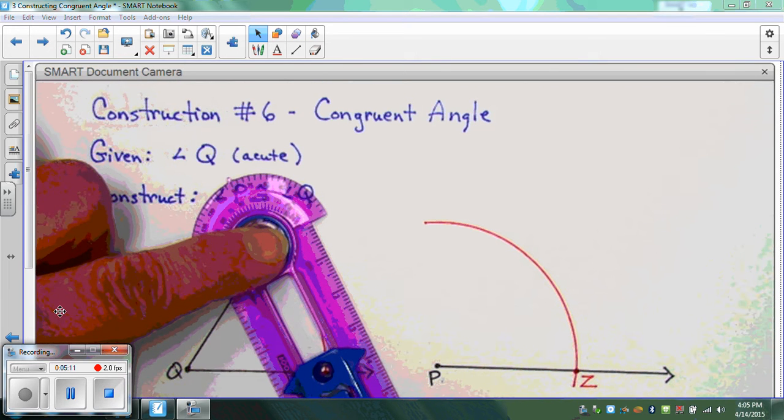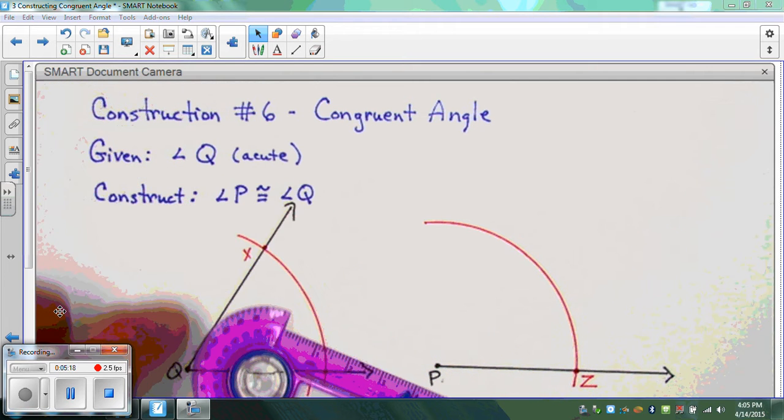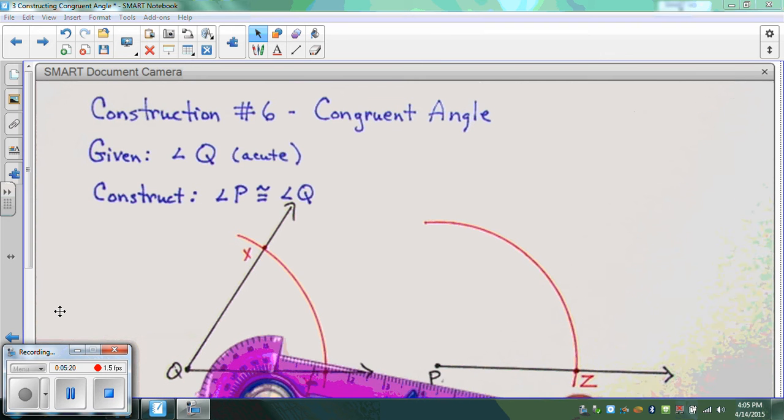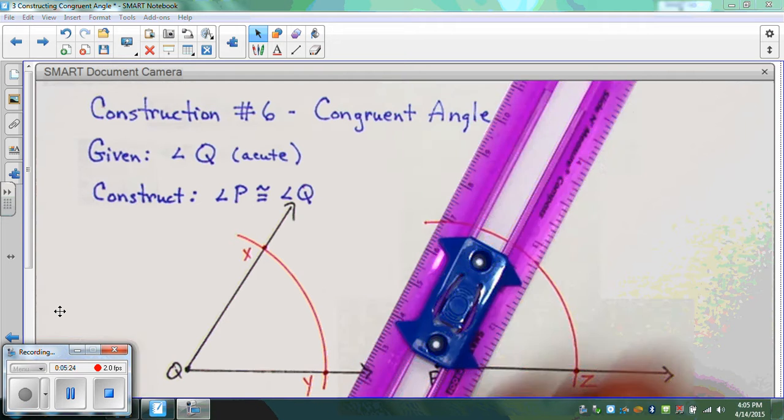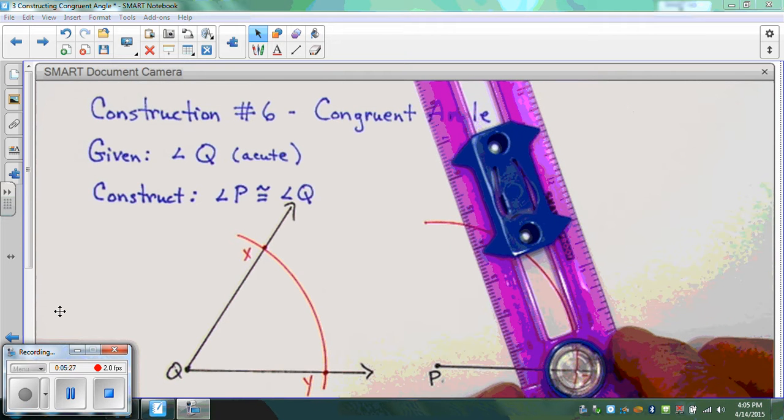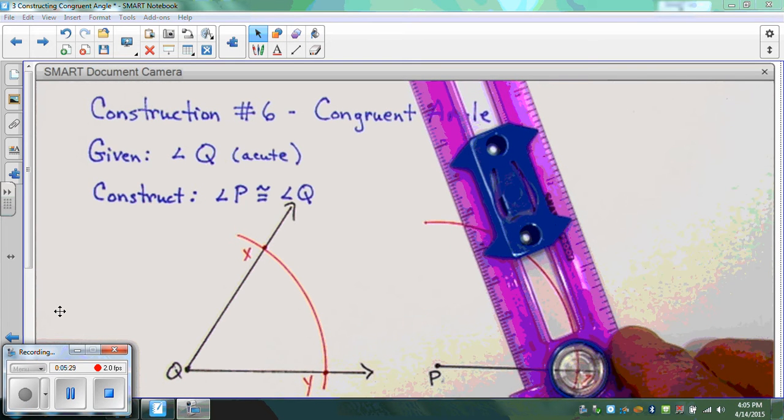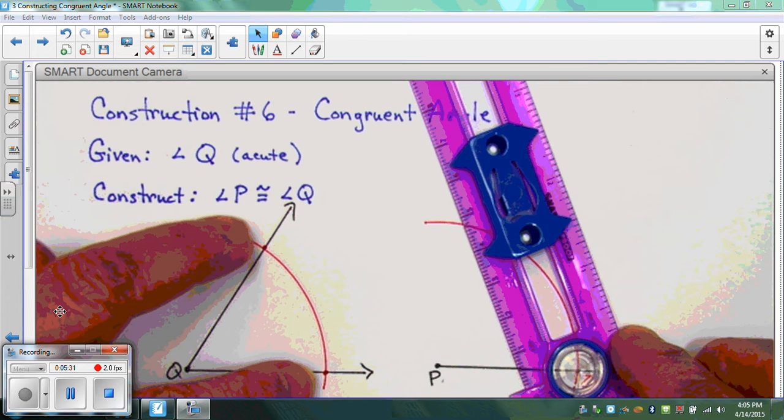There, and get it just right. There it is. Okay? So now I have the measure, and I'm using the inside one. I have the measure from X to Y. We're now going to move the center to Z. I'm going to try to slow down here. You've measured with the compass from X to Y.